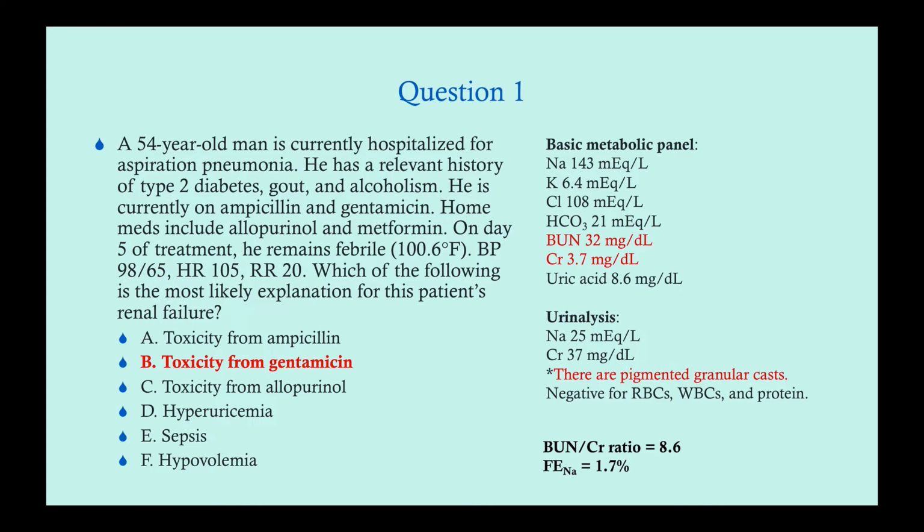So you'd have a positive white blood cells, and then you look at the white blood cells, and it turns out they're eosinophils in the urine. That would then be from the ampicillin. But that's not what we have here. We have pigmented granular casts. So ampicillin out. Why not allopurinol?